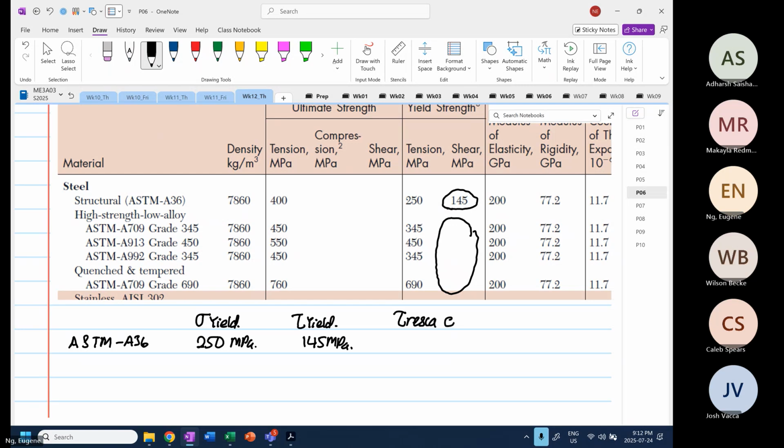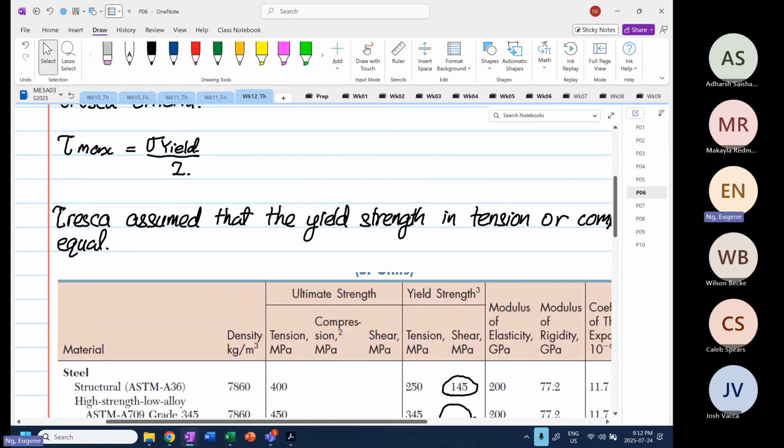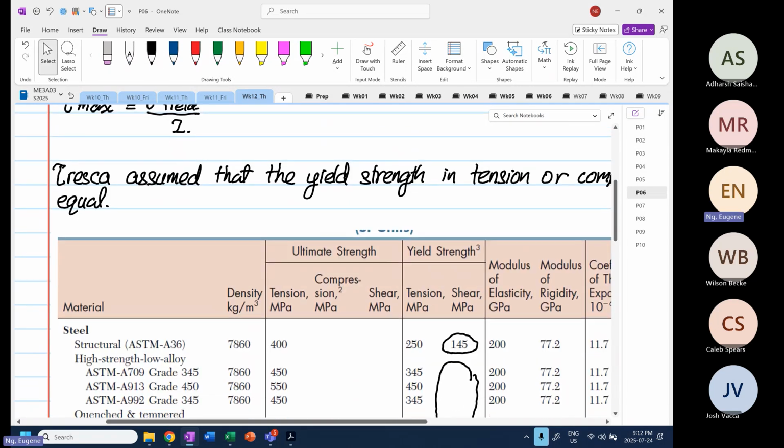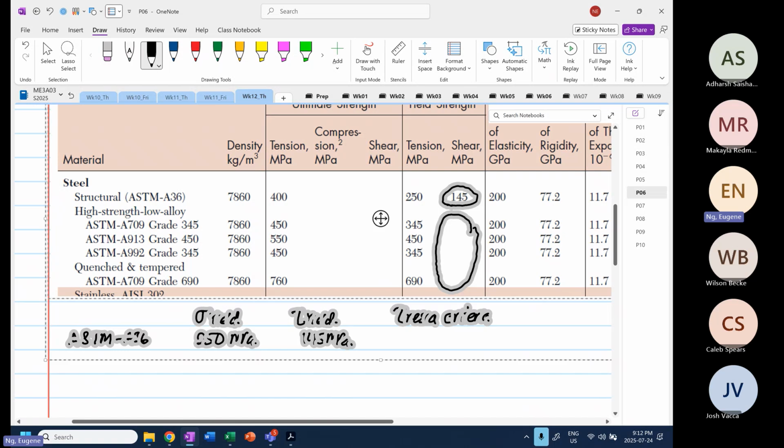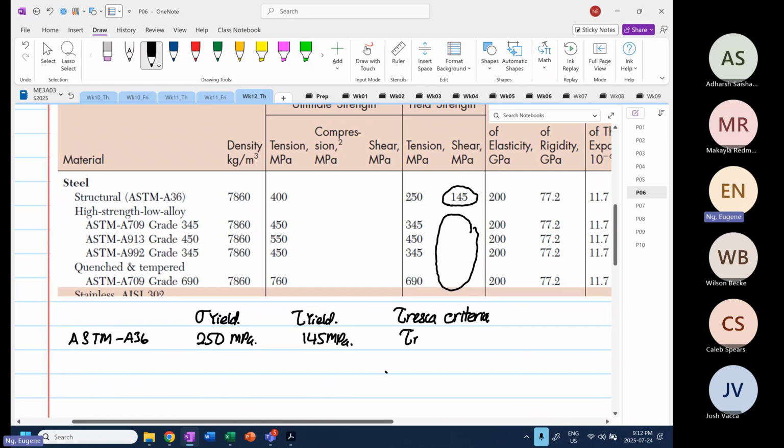If we apply the Tresca criteria, which states that tau max is equal to stress yield divided by 2, then tau max will be equal to 250 divided by 2, which is equal to 125 megapascal. You can use the Tresca criteria and say, I'm going to assume 125, because 125 and 145 are not that far away. You're more conservative.